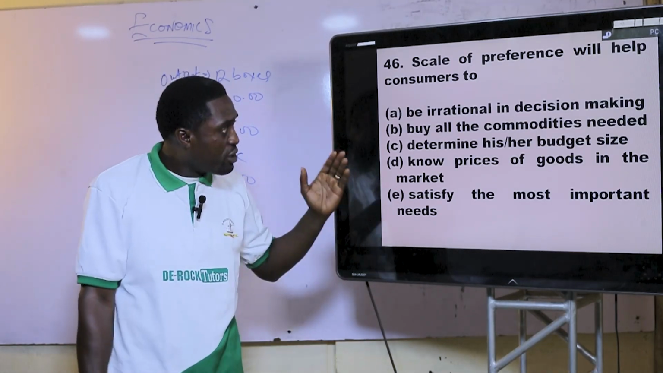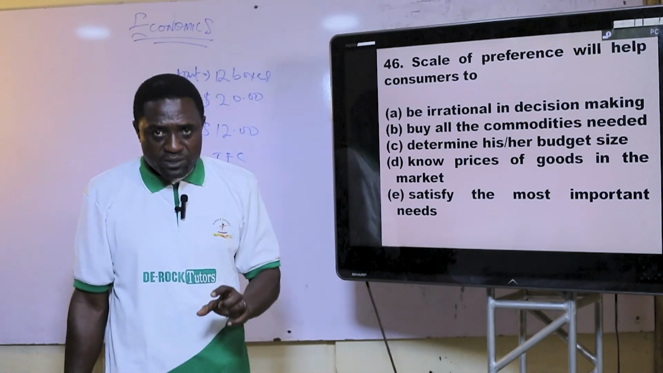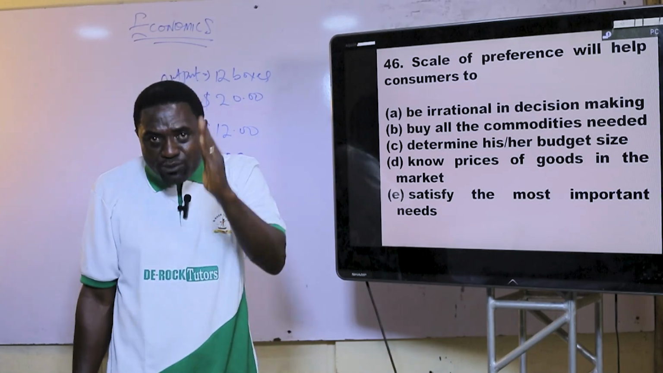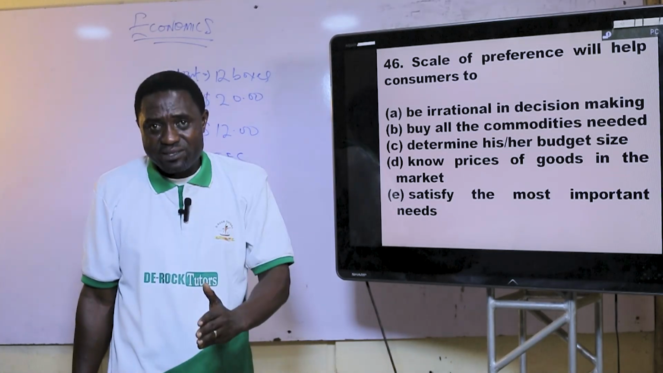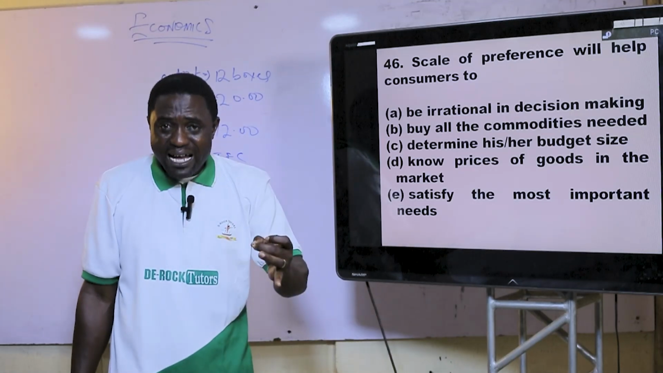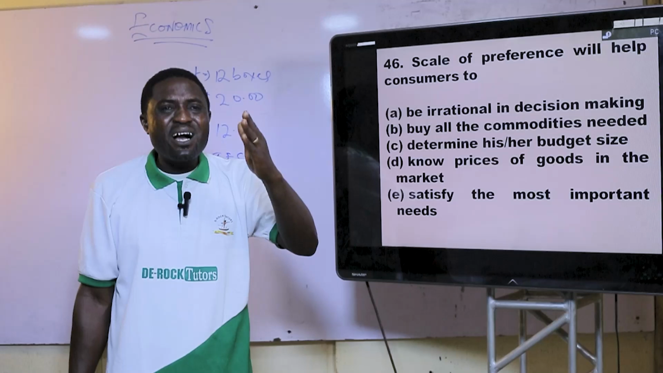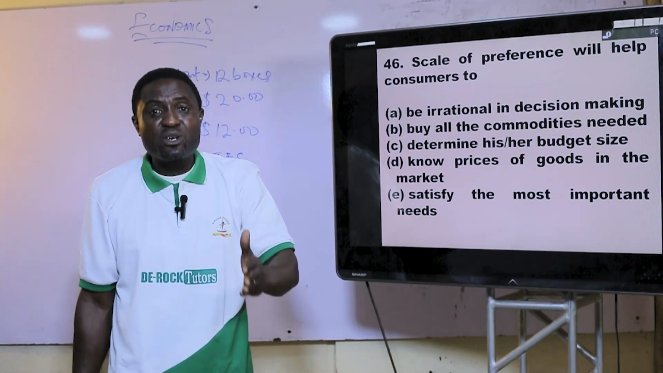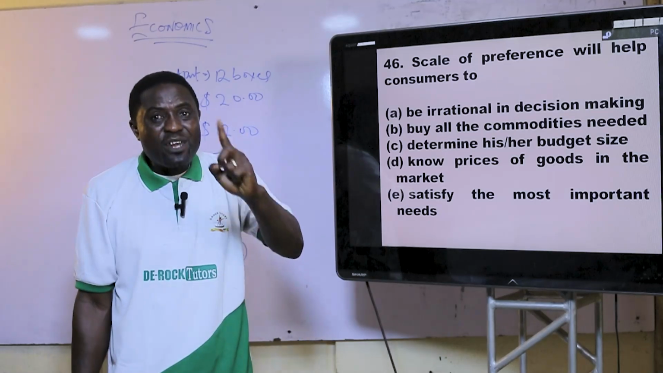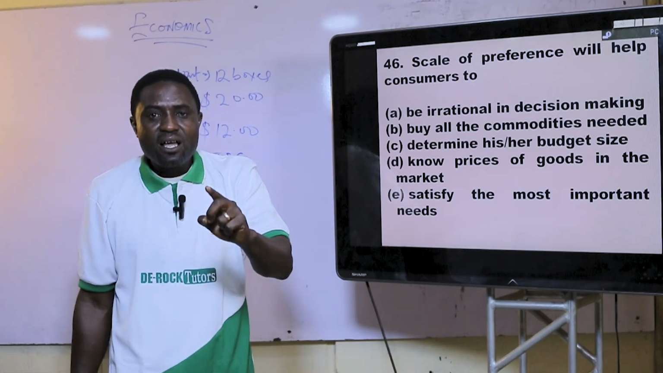Scale of preference will help consumers to, what is scale of preference? Scale of preference simply means the arrangement of your needs in order of importance. For example, I need a biro, I need a pencil, I need a ruler, I need whatever. I will now arrange it. The reason why I need to put up my scale of preference is because of the limited resources. So in writing them down, number one on my scale of preference is the most important. That is scale of preference.